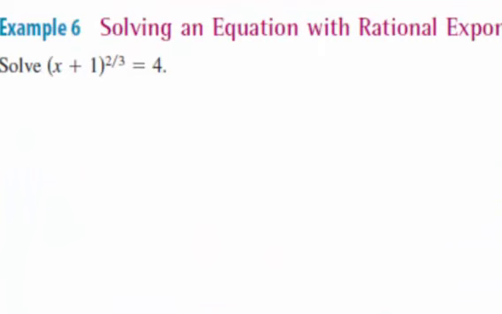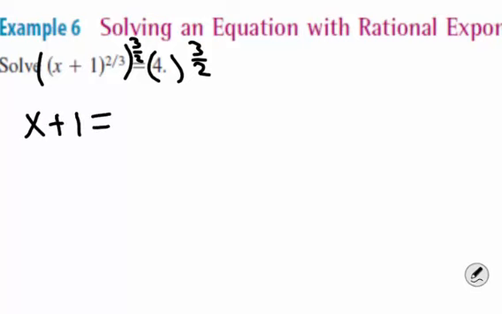Alright, so here's another fun but easy problem. So notice this one has rational exponents, so we're squaring it and then taking the cube root. So to undo that, we need to do the inverse. So we're going to cube it and take the square root of it. So we need to raise both sides to the 3/2 power. So we are left with x plus 1.